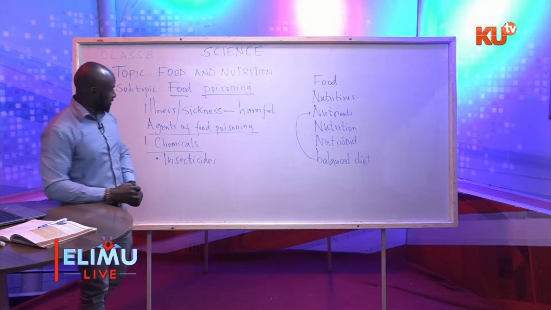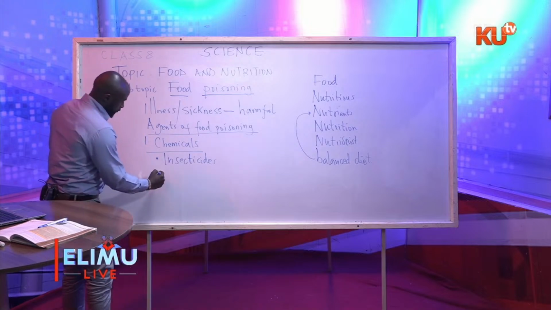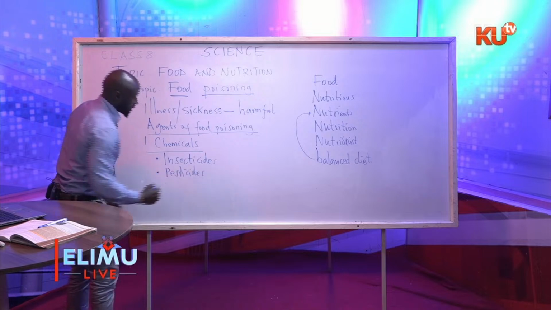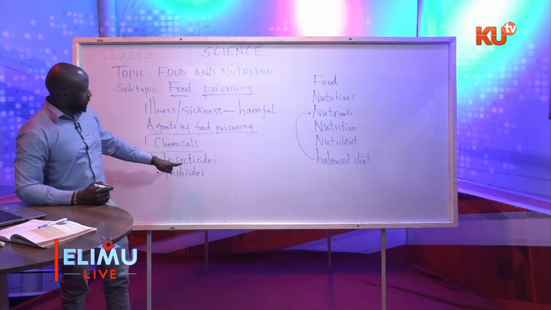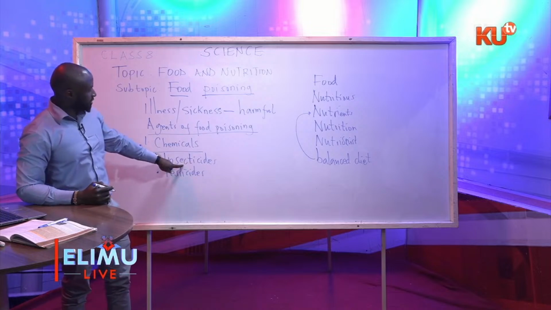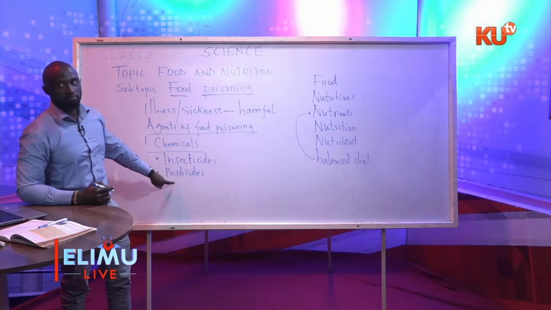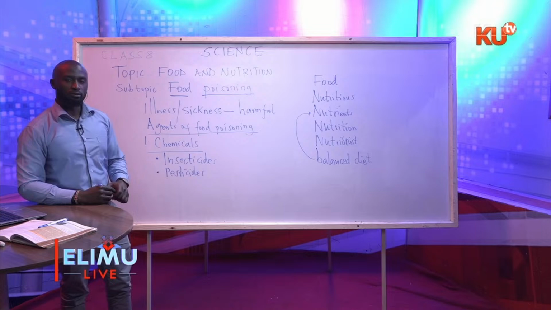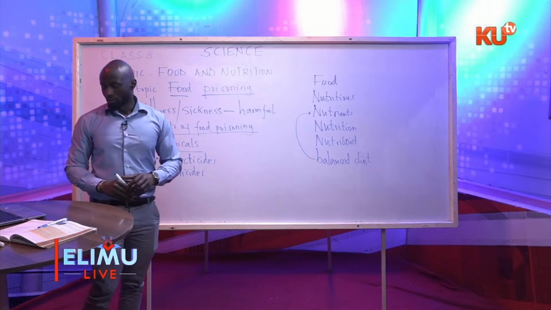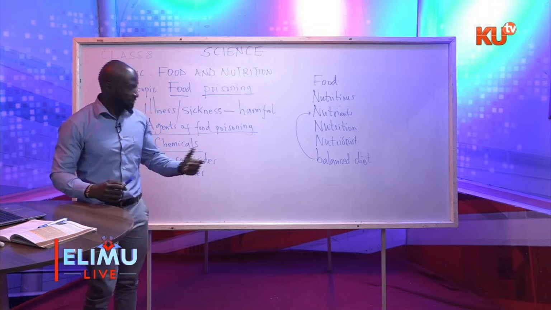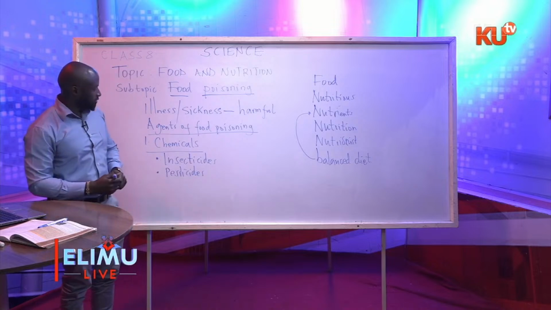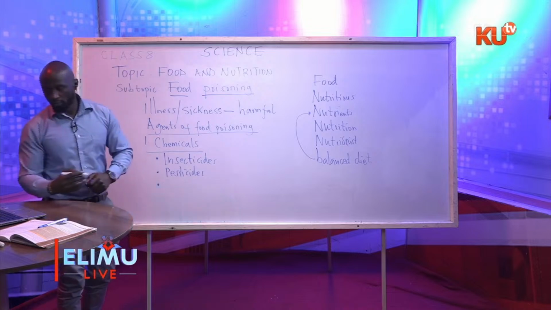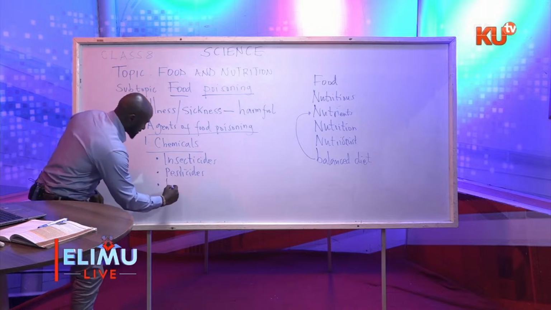Number two, examples of chemicals, we talk of pesticides. While insecticides are chemicals used to deal with insects, from the word pesticides, you get the word pests. So these are chemicals that are used to control pests. These are some of the chemicals that are found at home. Let's keep on going. Number three, we shall have herbicides.